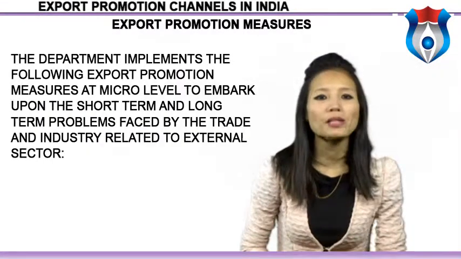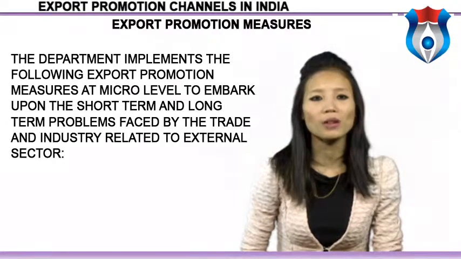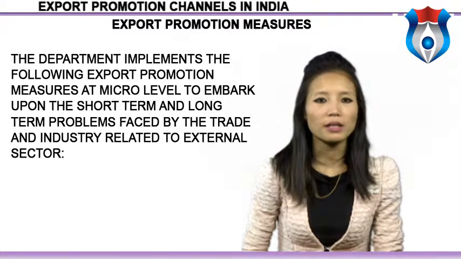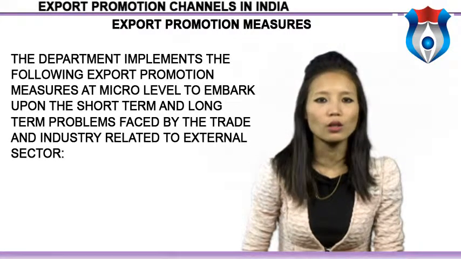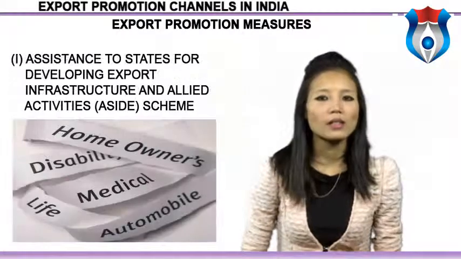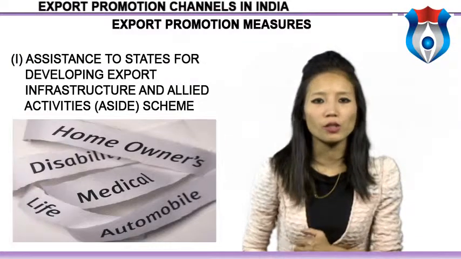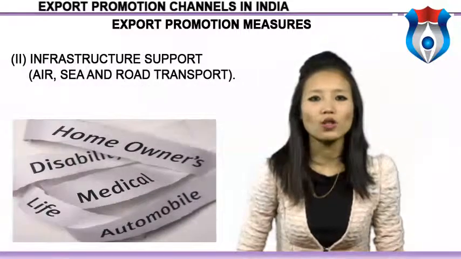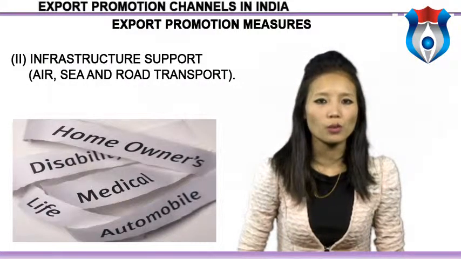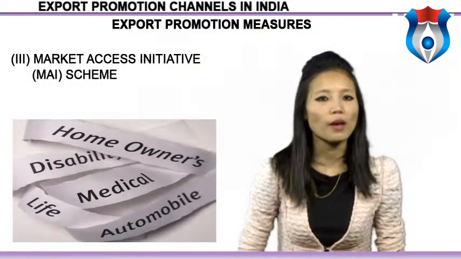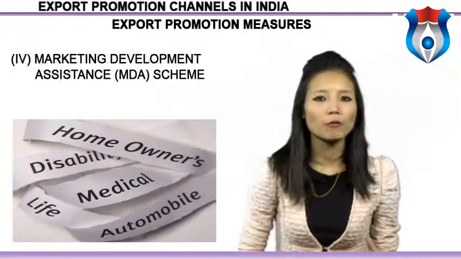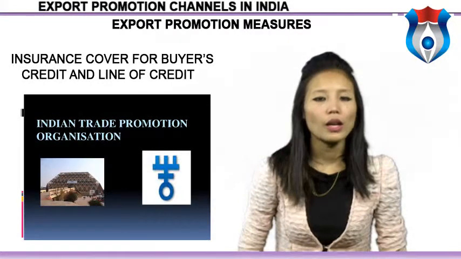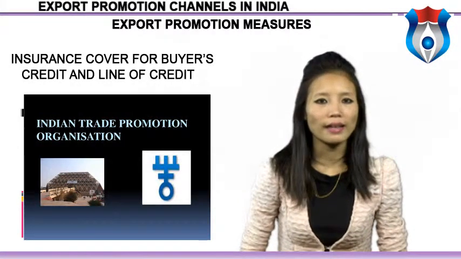The department implements the following export promotion measures at micro level to embark upon the short-term and long-term problems faced by the trade and industry related to the external sector. Assistance to states for developing export infrastructure and allied activities, ASIDE scheme. Infrastructure support, air, sea and road transport. Market access initiative, MAI scheme. Marketing development assistance, MDA scheme. Insurance cover for buyers' credit and line of credit.